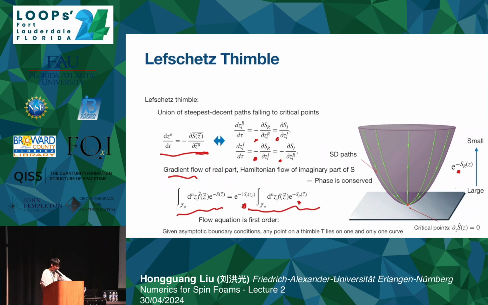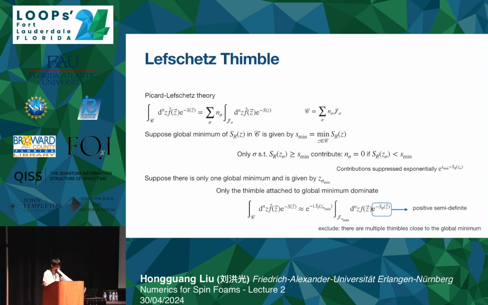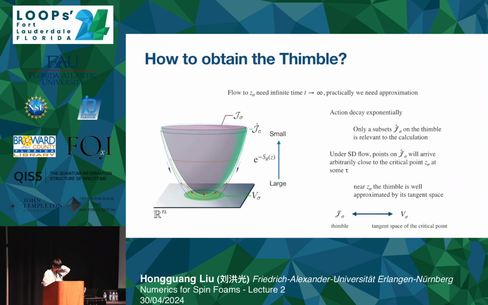But okay, we have the flow equation, but there is still some problem. Let's skip this since I don't have a lot of time. One problem is that for any given point, if you check the flow equation, we need infinite time for the flow to reach the critical points. Analytically everything is fine, but practically we cannot determine it in finite time. In numerics, we need finite time. We cannot do infinite time.